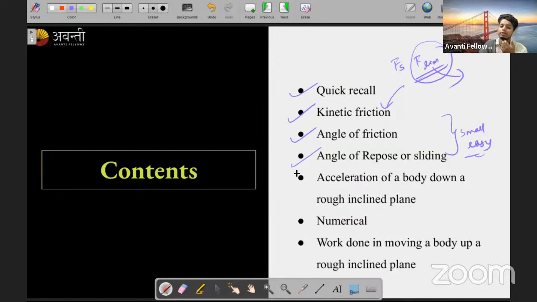Then students, we'll talk about acceleration of a body down a rough inclined plane. Let's say there is an inclined plane and there is a body, what will happen to the acceleration when friction is available? Now friction is available. Then we'll talk about a numerical. Then we'll talk about the work done in moving a body up a rough inclined plane.